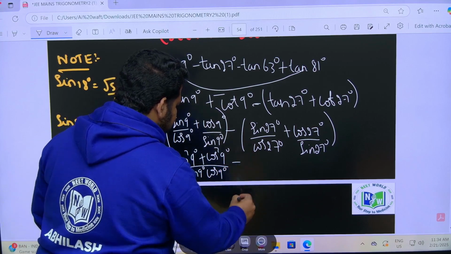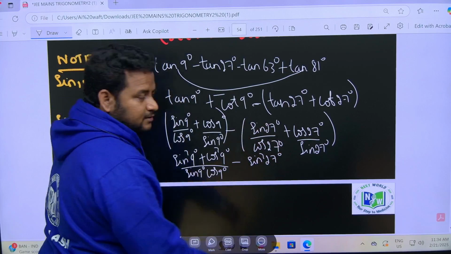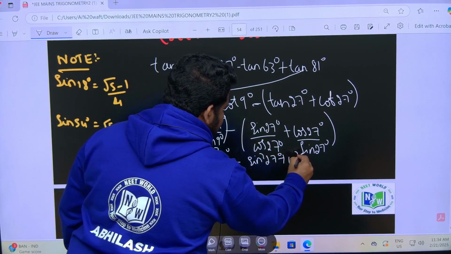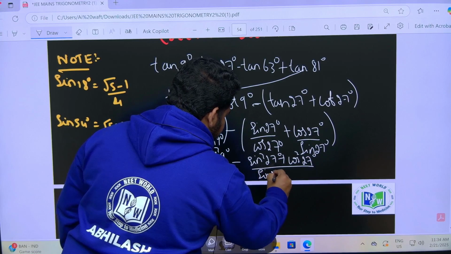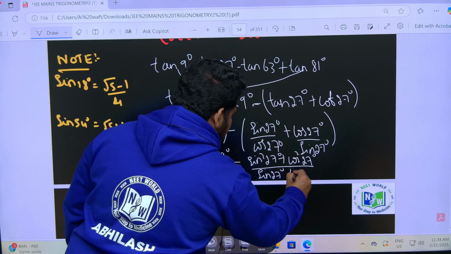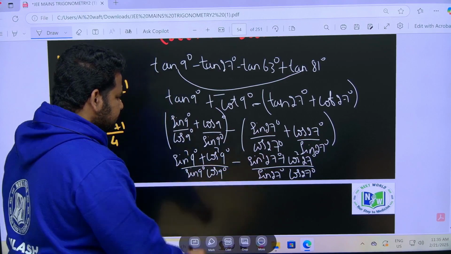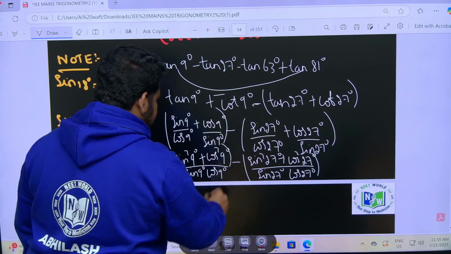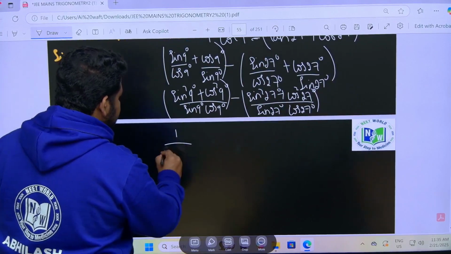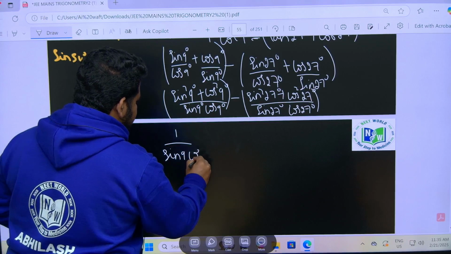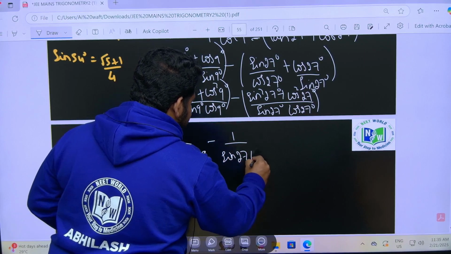Minus, similarly here also you will get sin square 27 degree, because sin into sin, plus cos square 27 degree divided by sin 27 into cos 27 degree. Got it? Now sin square plus cos square, I can put a bracket here, and also here. So sin square theta plus cos square theta is equal to 1. So you will get here 1 by sin 9 cos 9 minus 1 by sin 27 cos 27.